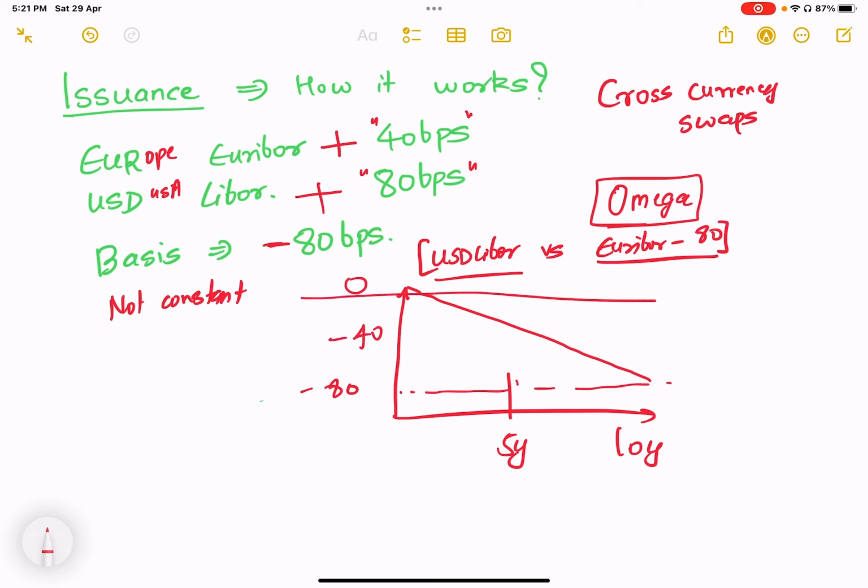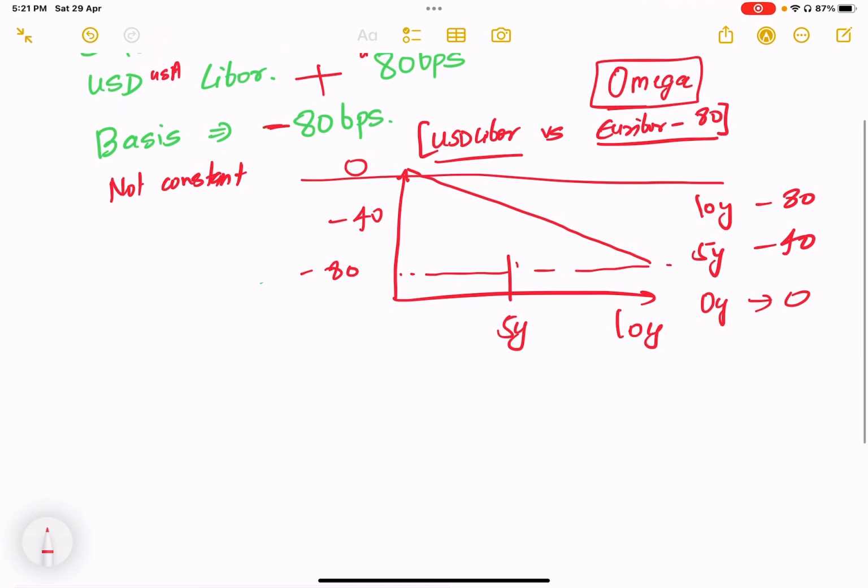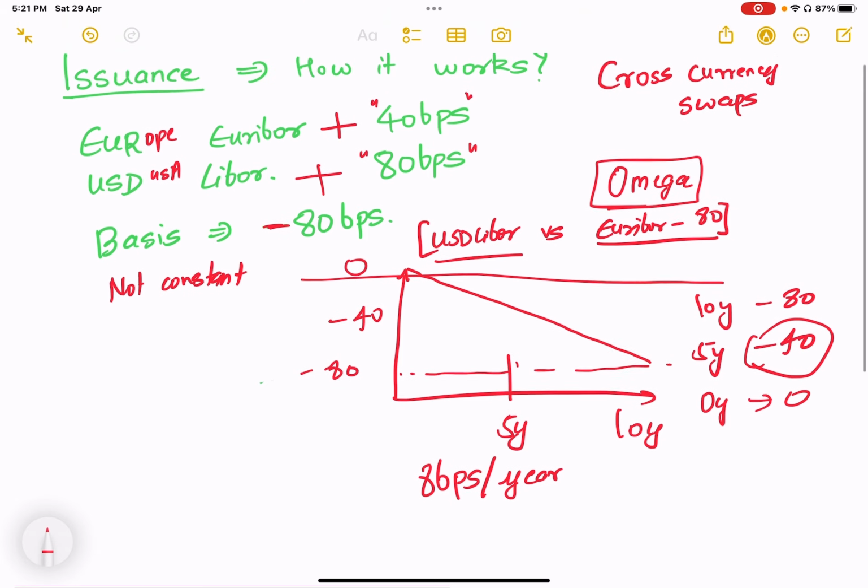Right? You can assume this is the axis. So at 10 years, it is minus 80. At 5 years, it is minus 40. And at 0 years, it's just 0. So basically, you can think that it is decreasing by 8 pips per year, right? Because 8 times 5 is 40, which is this one. So that's a good assumption to make, because generally basis is not linear, and it won't follow this exact pattern, but you will see why I made up these numbers.